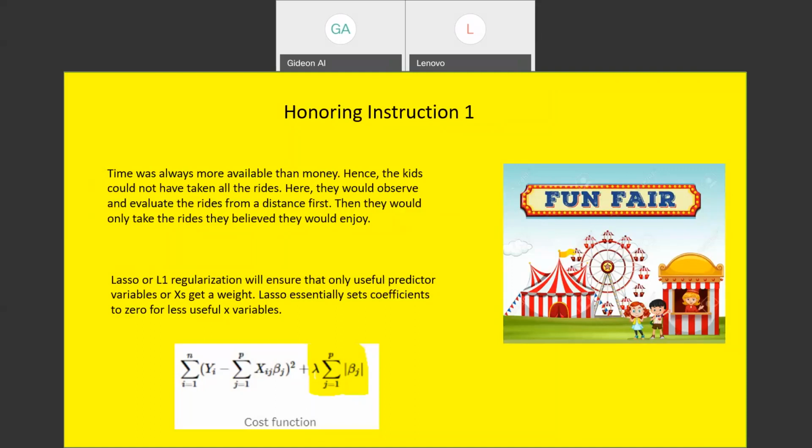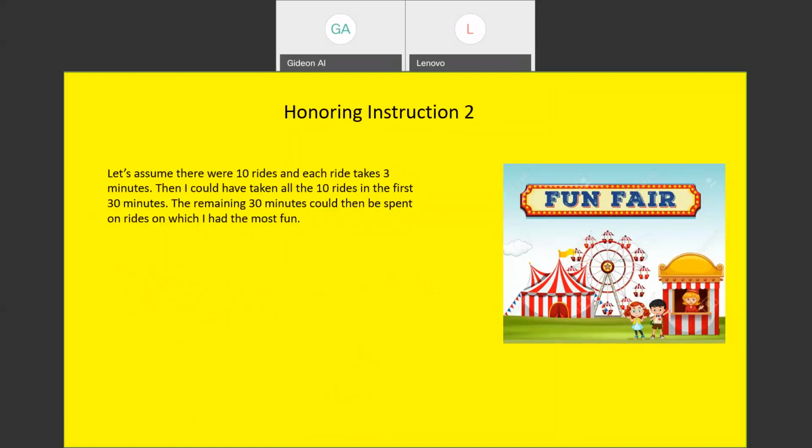Right? So that's what you do. You first try to complete all the 10 rides. You just try to take all the rides because now money is not a constraint. Right? Let us say each ride takes 3 minutes. In the first 30 minutes itself, you complete all the rides. You sampled all the rides. You're no longer watching from a distance and then taking a decision.